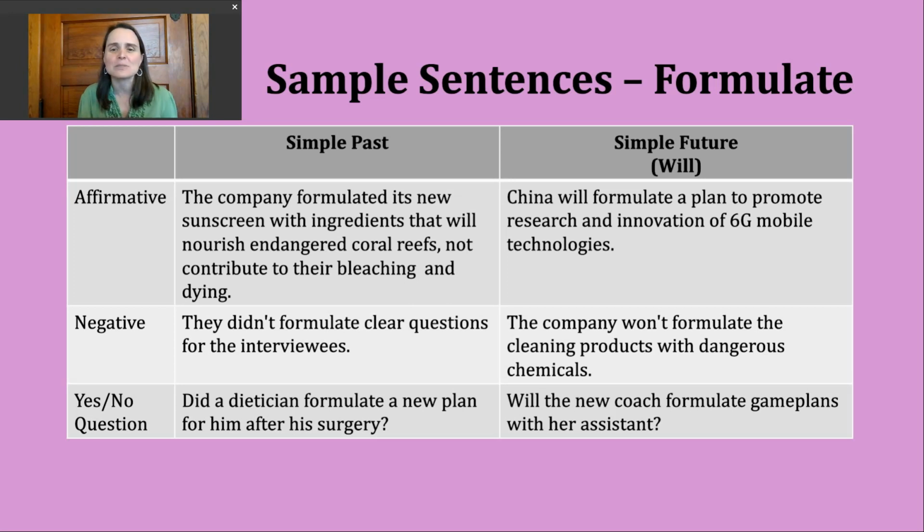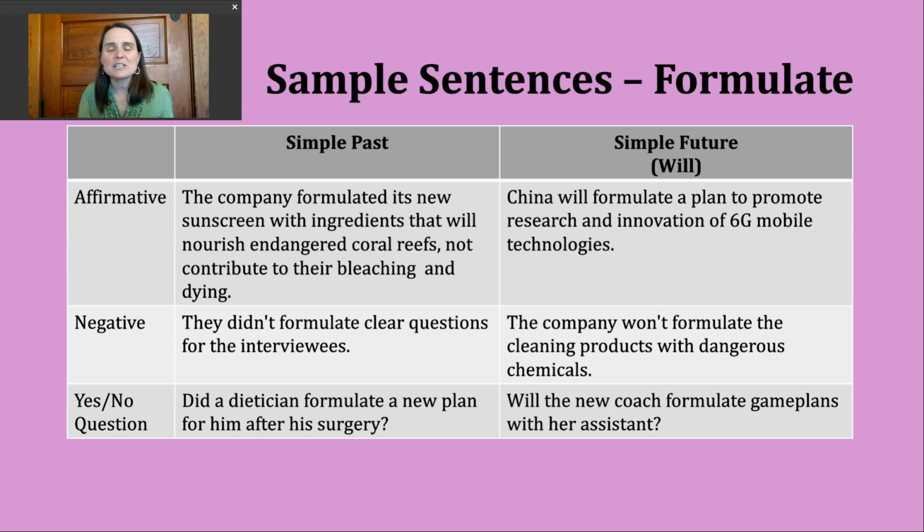Let's take a look at an example sentence. The company won't formulate the cleaning products with dangerous chemicals. So they might be saying this as they're expressing a promise to their customers.